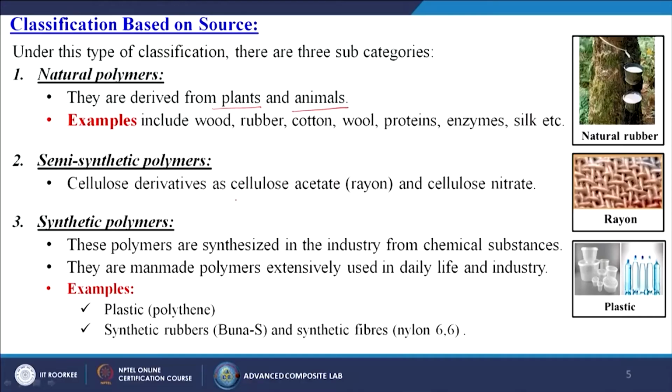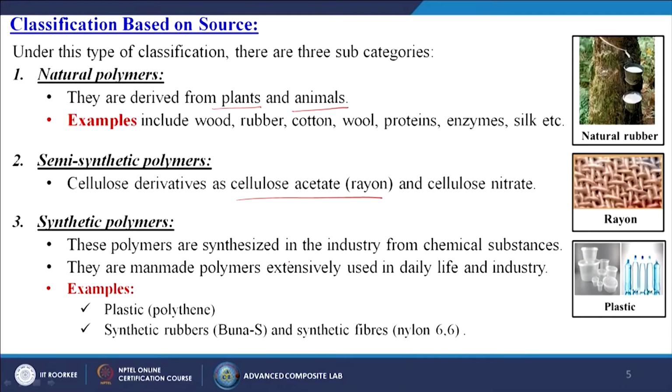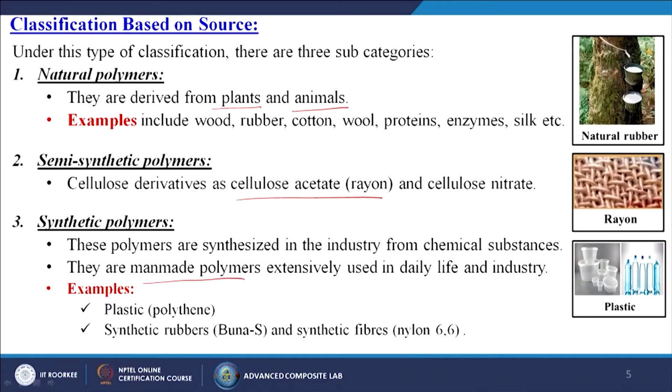Now, semi-synthetic polymers are generally cellulose derivatives such as cellulose acetate, which is known as rayon, and cellulose nitrate. There are some synthetic polymers also. Synthetic polymers are synthesized in industry or the lab from chemical substances. Mainly we prepare this kind of polymers as per our requirement. They are man-made polymers extensively used in daily life and industry. Examples are plastic, polyethylene or polythene, synthetic rubbers like Buna S, and synthetic fibers like nylon 66.